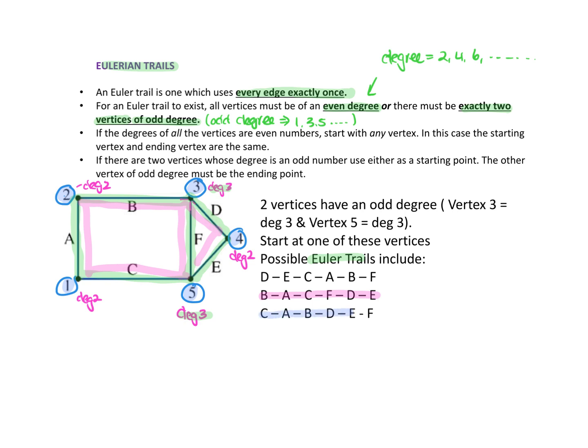And then if I did this one, you can see I'm starting at the odd vertex of 5 and going up A, B, then D, F, and then back up.